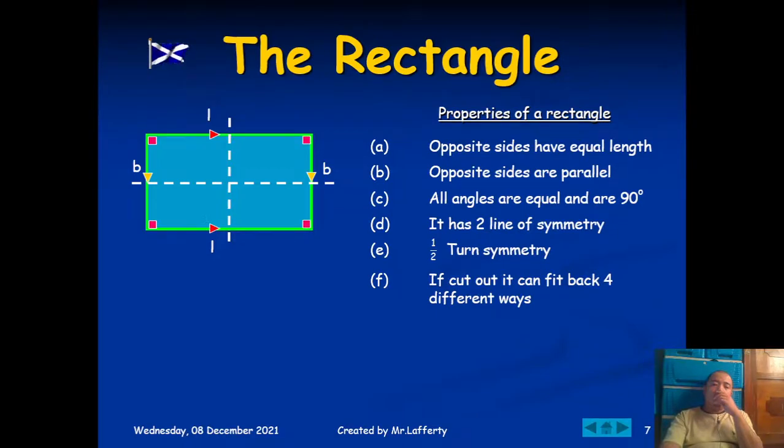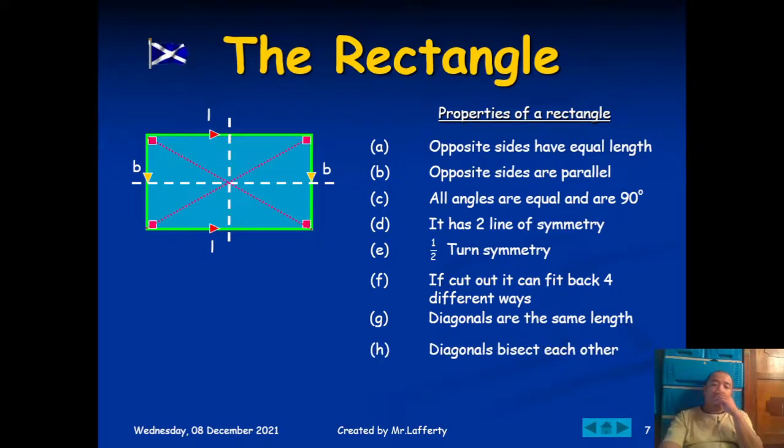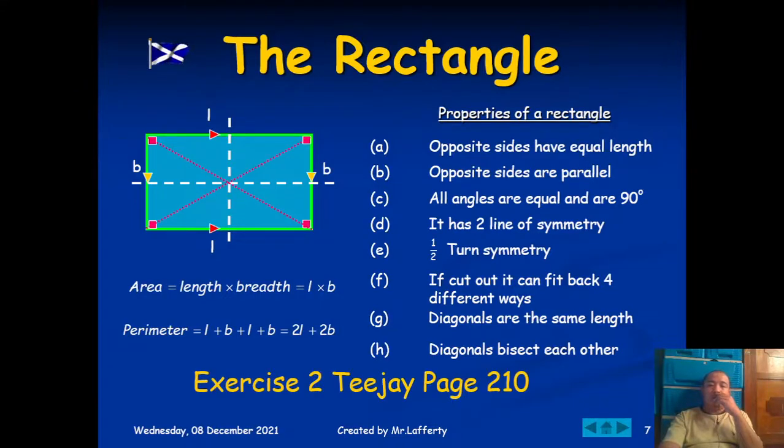If cut out, it can fit back 4 different ways. Diagonals are the same length. Diagonals bisect each other. And the formula for the area is length times breadth, or length times width. And for the perimeter, twice length plus twice the breadth is its perimeter.